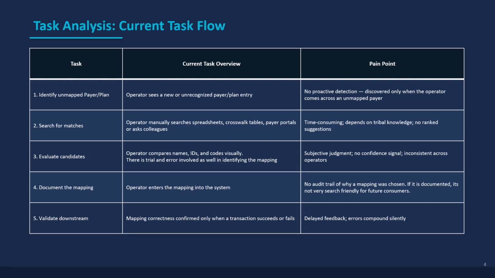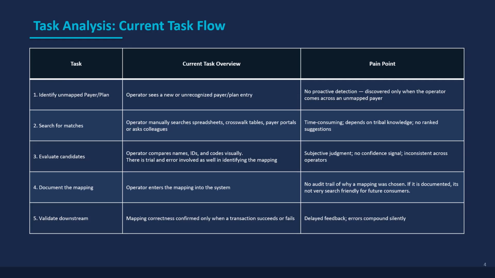Step number 2 is search for matches. Operators manually search spreadsheets, crosswalk tables, payer portals, or they ask their colleagues. Sometimes they may even need to talk with payers in order to help identify matches. This step is very time consuming. It depends on tribal knowledge and there are no ranked suggestions provided by the system.